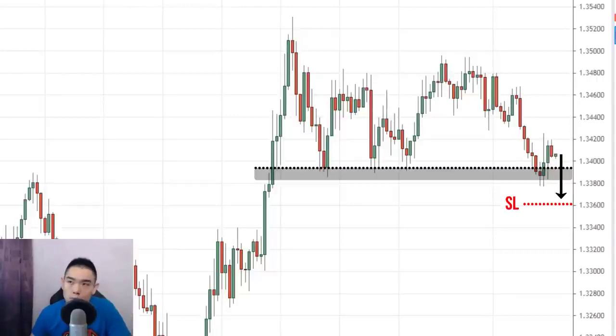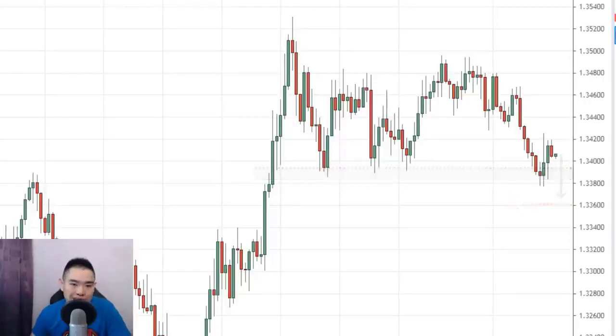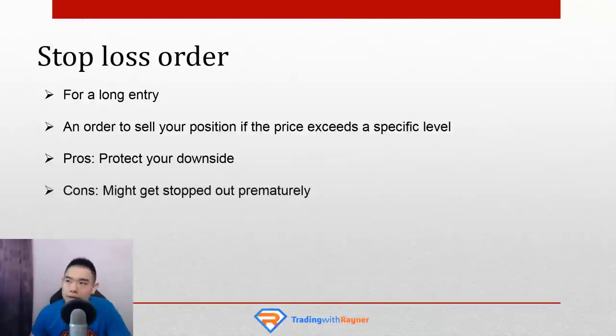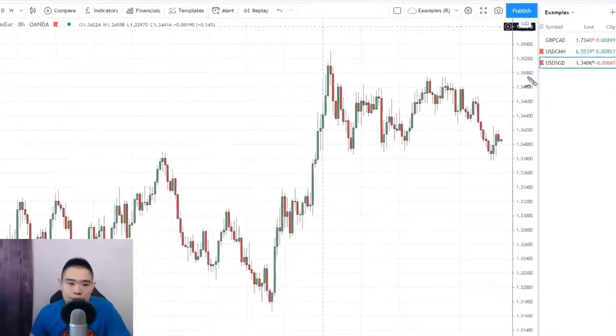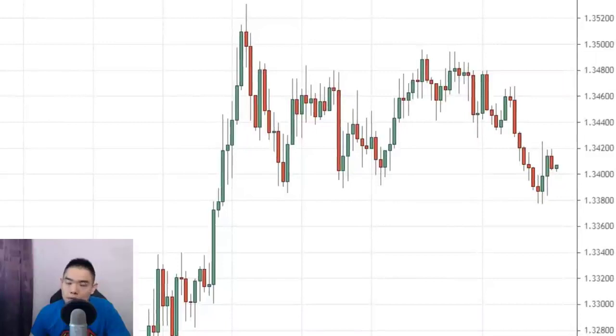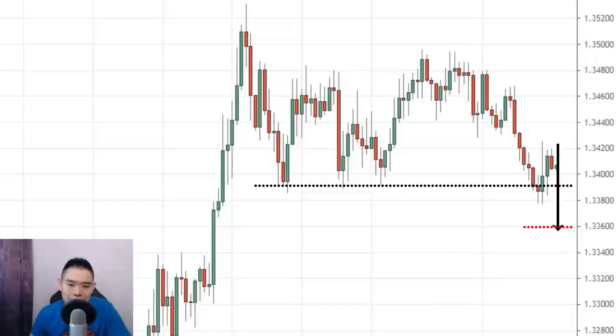So this is how a stop loss order works. It's to protect your downside. Of course, the downside to using a stop loss order is that you might get stopped out of your trade prematurely. Let's say you set your stop loss at this level here. There is nothing to stop the market from coming down lower, hitting your stop loss and then reversing up higher. That could also happen. So this is the downside to using a stop loss order.